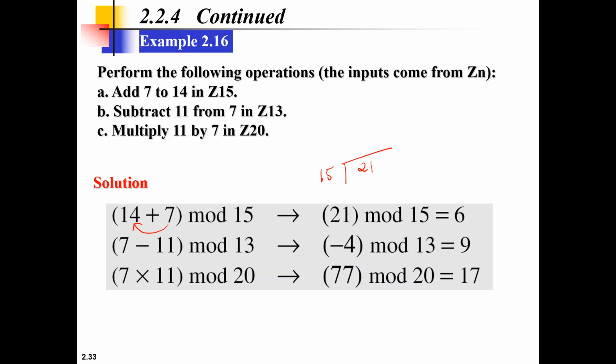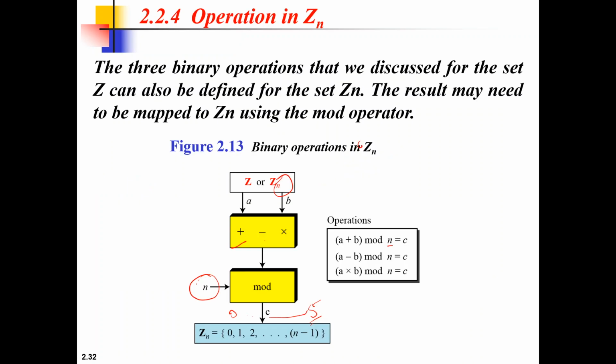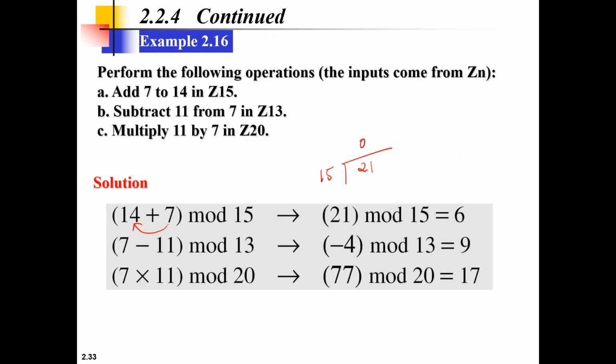So you are dividing 21 by 51. Sorry, the quotient is 0. So minus 15, and the remainder is 6. So you get the answer as 6.